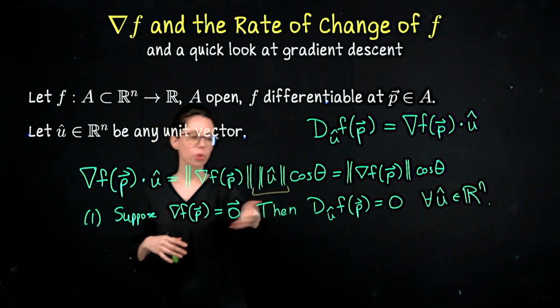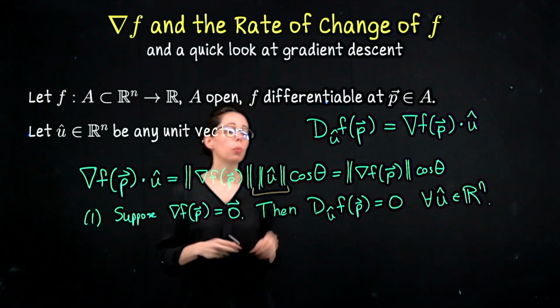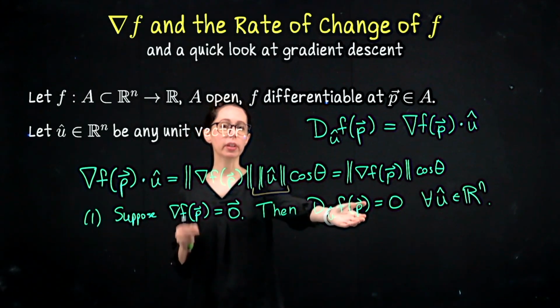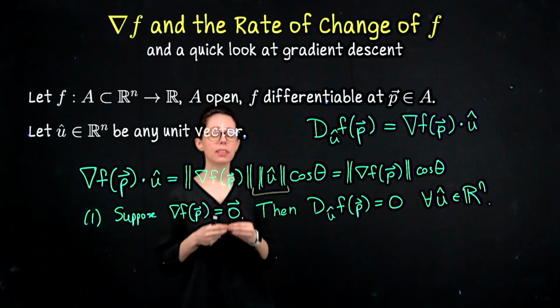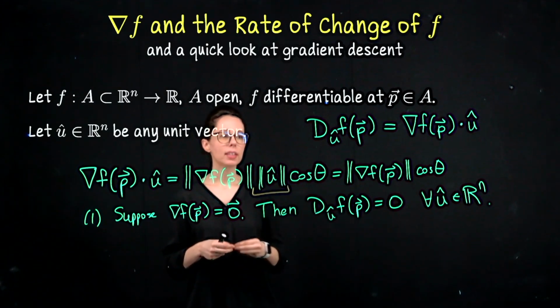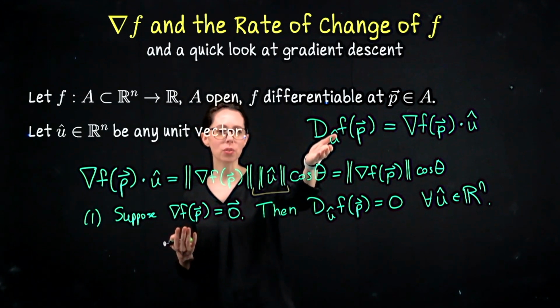While this seems like a trivial case, suppose we have a 0 gradient, bam, we will actually come back to this idea when we look at optimization. So when the gradient of f at p is the 0 vector, then we can say that instantaneously the rate of change that we would compute for f in any direction is 0.